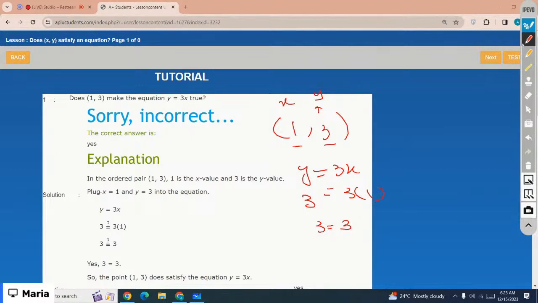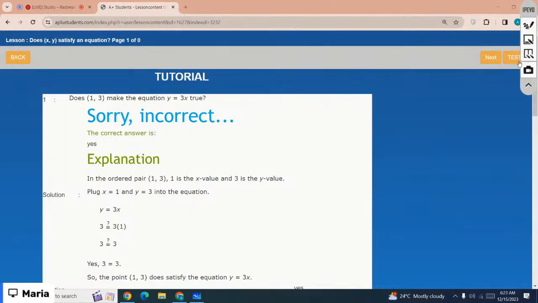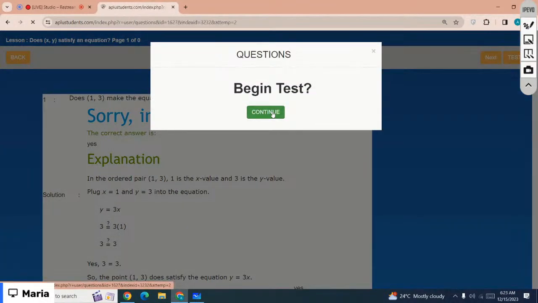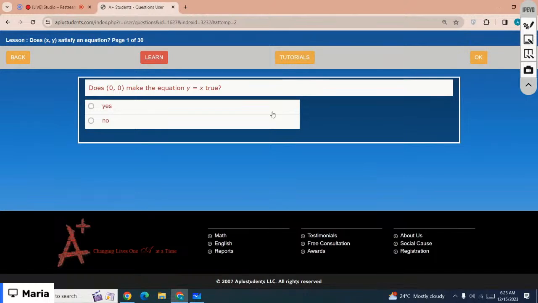Okay, let's just start with the test questions. Does (0, 0) make the equation true? Which is the correct option, yes or no? Because y is equal to x, right? So if x is 0, that means y is also 0. So the correct option is yes, it is the solution of the equation. The correct option is yes.